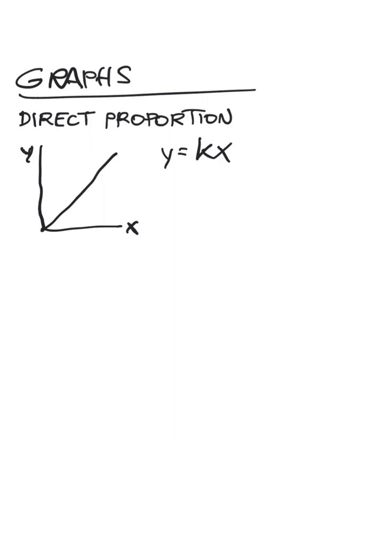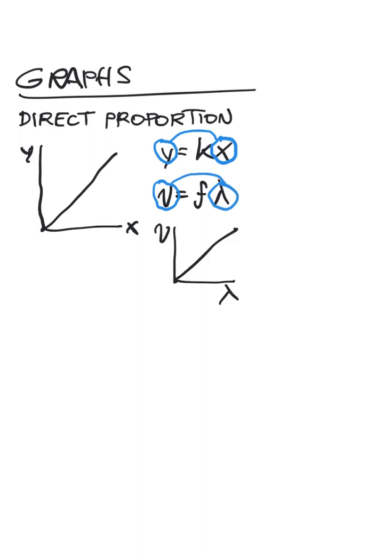And then in a formula, you can tell a direct proportion if, on opposite sides of the equal sign, you have the two variables that are both in the numerator, like shown there. So an example of that: looking at v equals f lambda here, we can see that the speed and the wavelength are directly proportional.